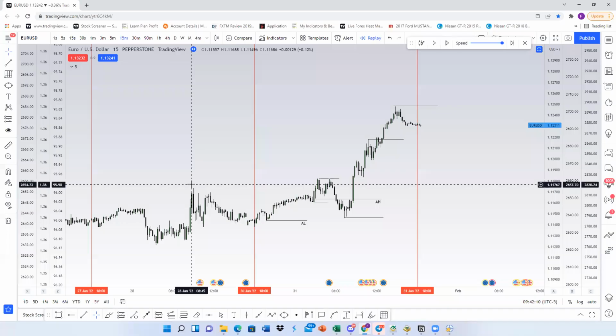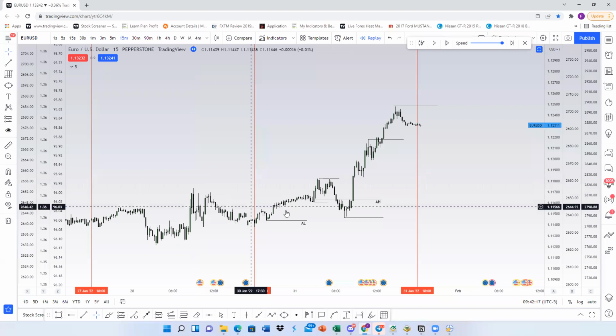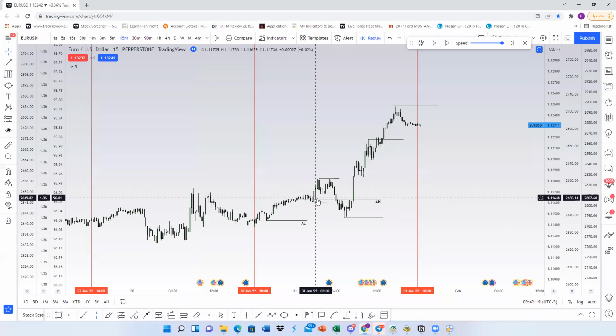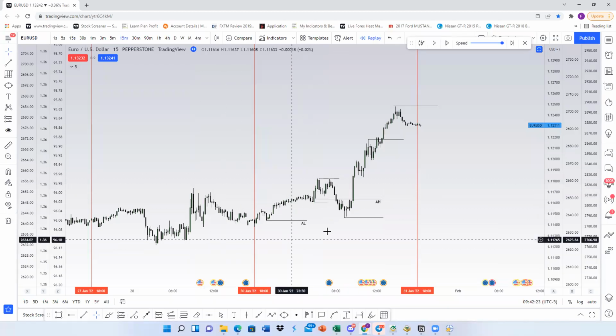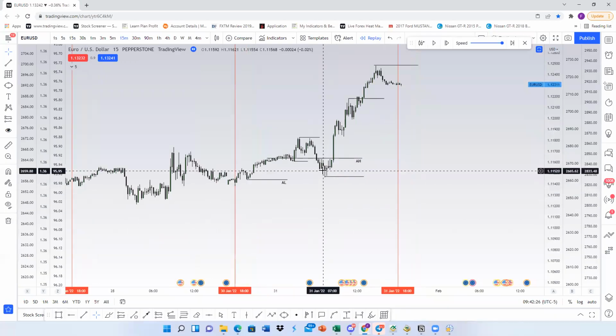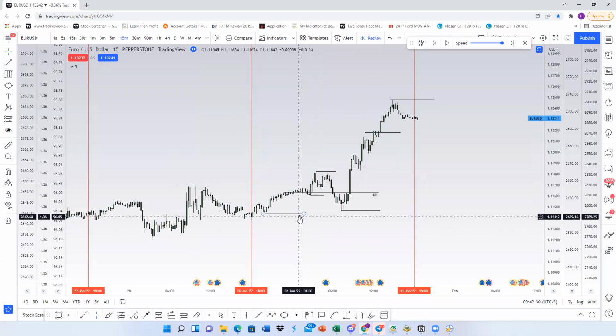What's next? We should be taking out some form of an important low. This low over here is not that important. Why? Because look at what happened. It happened in premium, right? We want to see discount lows being taken out so that we are sure that okay, what's going to go down. Okay, Asian low is intact.